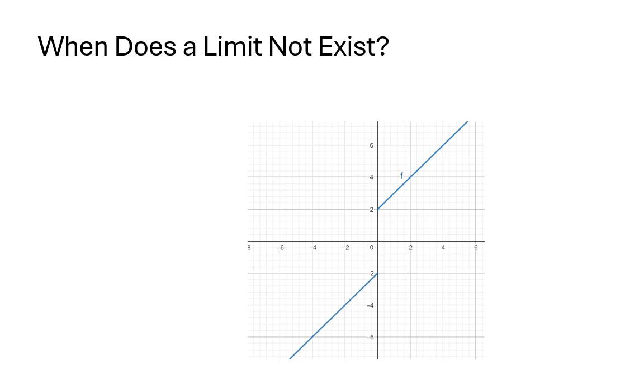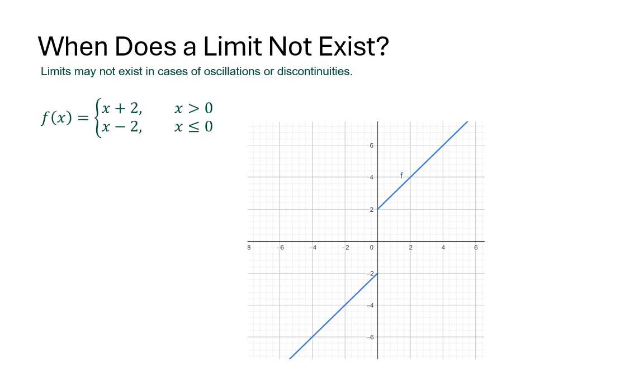And when does a limit not exist? A limit may not exist in case of oscillation or discontinuities, or if the limit of the left hand side is not the same as the limit of the right hand side. Like here, there's a discontinuity. In this plot, f of x equals x plus 2 when x is greater than 0, and x minus 2 when x is less than or equal to 0. You can see the line starts from this point, and when it reaches here, it jumps. This jump shows that there is a discontinuity, so the limit here does not exist.